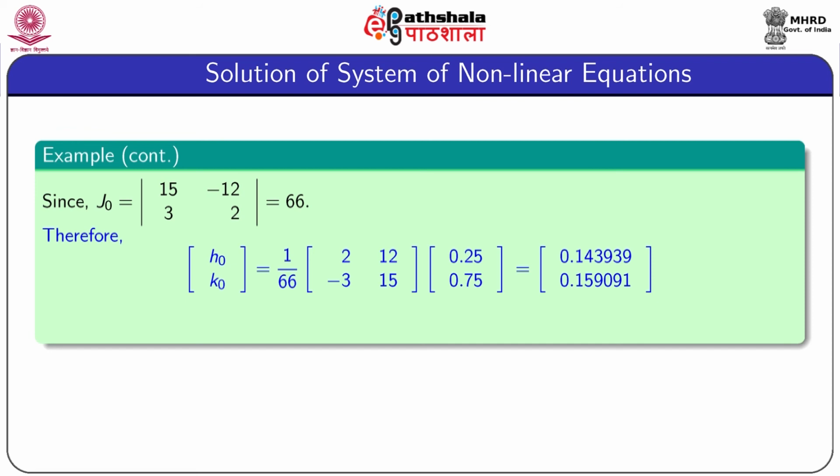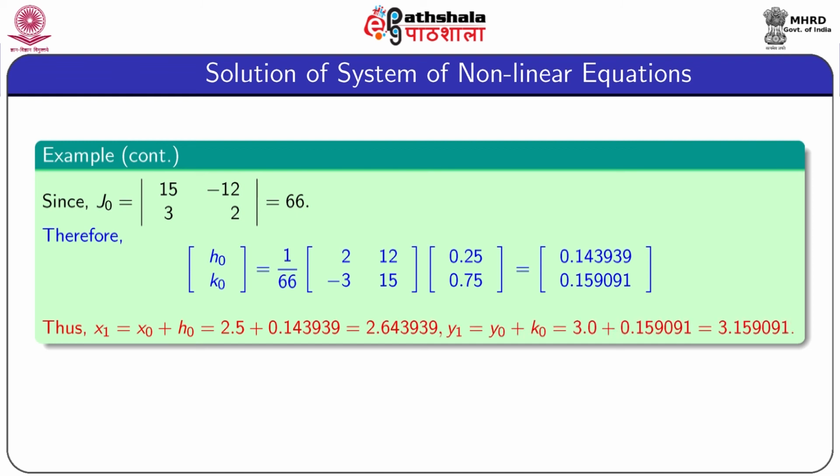After simplification of this product of the matrices, we obtain 0.143939 and the second element is 0.159091. Therefore, the first approximate value x1 = x0 + h0, which is 2.5 + 0.143939 = 2.643939, and the first approximate value of y1 is y0 + k0 = 3 + 0.159091 = 3.159091. So, we obtain the first approximate values of x1 and y1.